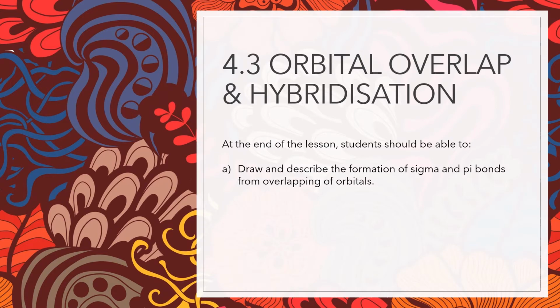Assalamualaikum and hi everyone. In this lesson, we are going to learn 4.3 orbital overlapping and hybridization. So at the end of the lesson, you will be able to draw and describe the formations of the sigma and pi bonds from overlapping of orbitals. For hybridization, you will learn in your tutorial class.